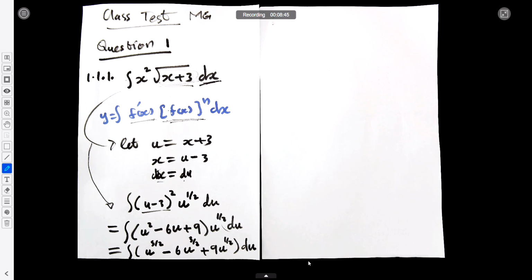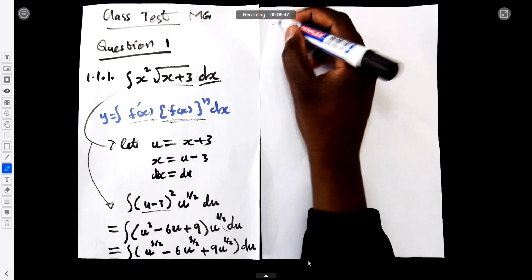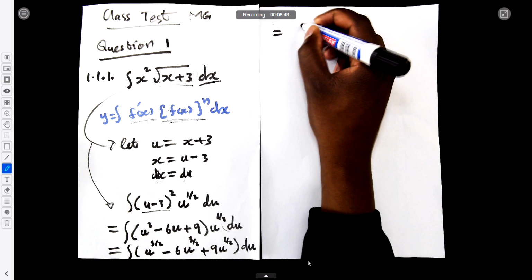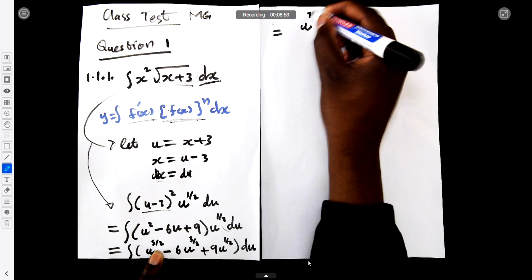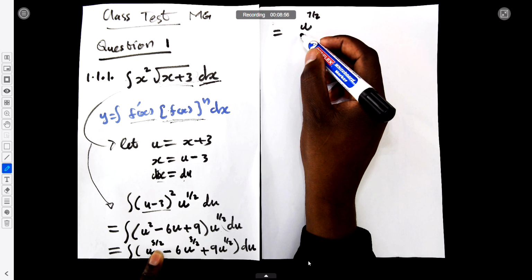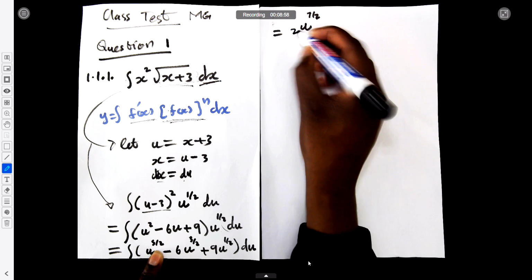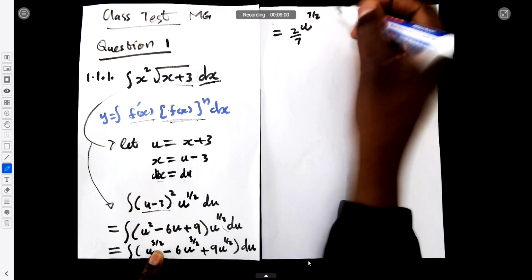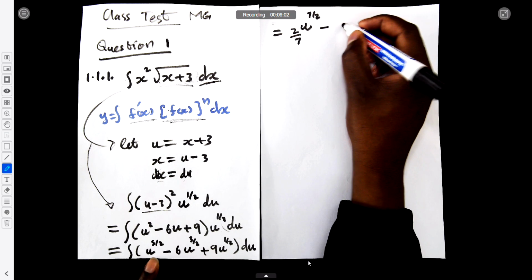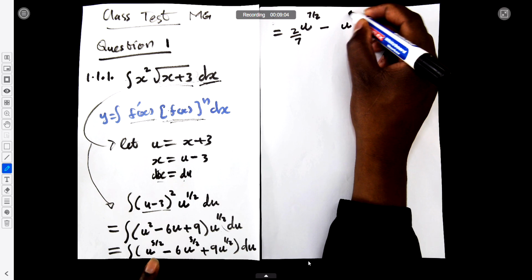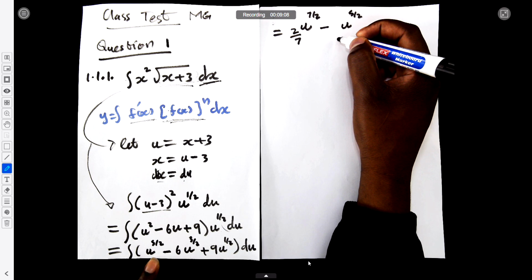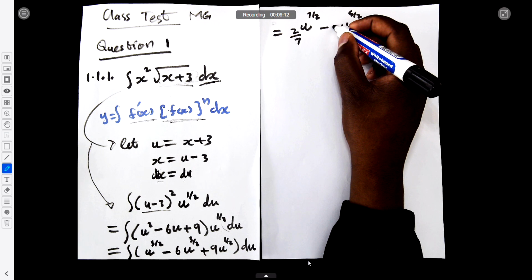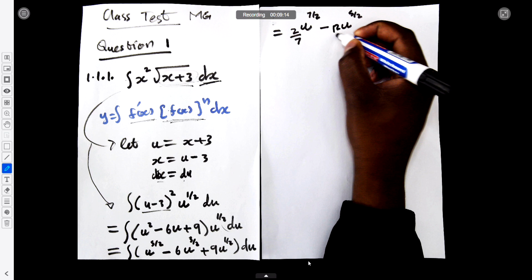So utilizing the power rule, our integral is going to be equal to, so we said you add 1, so it's going to be 7 over 2. And then 1 divided by 7 over 2 is 2 over 7. Therefore, minus u to the power of, we add 1, 5 over 2. And then 6 divided by 5 over 2, that's 12 over 5.